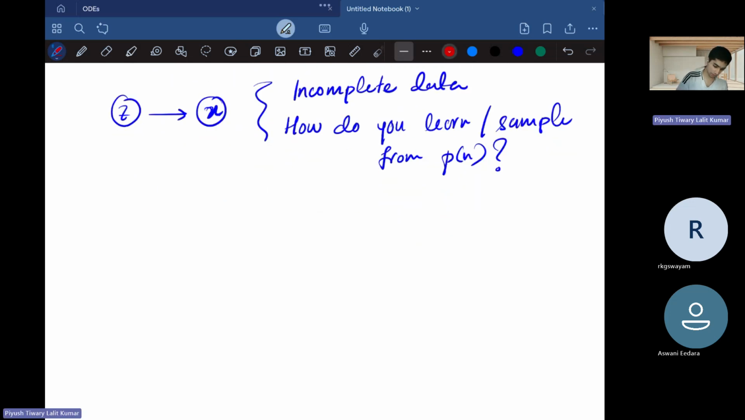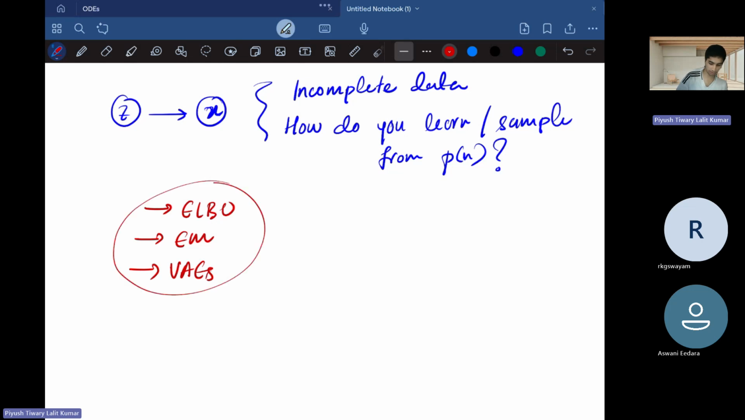For this, we are going to see methods like ELBO. First, we will see ELBO, then EM, and then we will see our famous VAEs, variational autoencoders. So this is the plan.